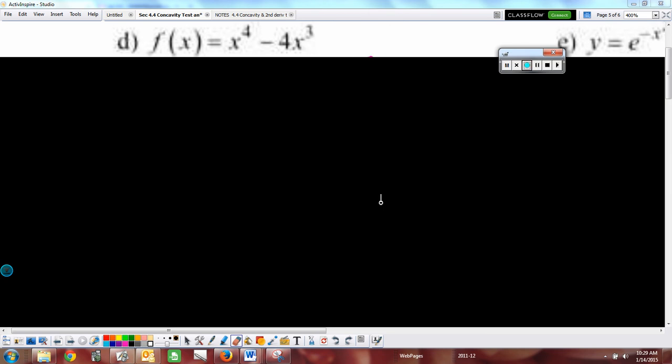Alright, so we're looking at finishing example 3. I'd like you to actually take part D and do that one yourself, because when you have a polynomial, x to the fourth minus 4x cubed, that's continuous and differentiable. That one is a very straightforward one. So I would like you to take a moment and determine the intervals where it is concave up and concave down and the possible points of inflection on your own. So pause the video right now and come back when you're ready to check your answer.